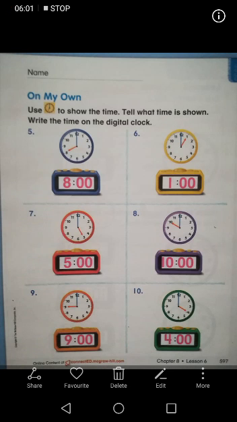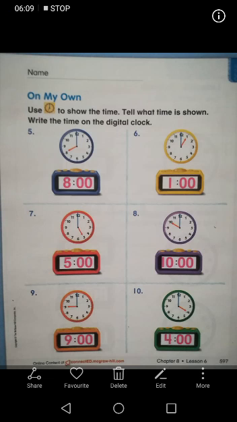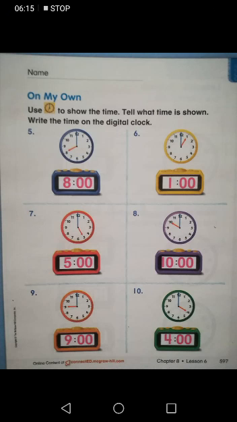Exercise 5. What time is it on this analog clock? The short hand is at 8, so it's 8 o'clock. Write it as a digital clock down here. On the left side, I write the hour. The hour here is 8, and the minute hand is at 12, so it's 0. So, 8 o'clock. How do we say it? It's 8 o'clock. If I asked you what time it is, you would say it's 8 o'clock.